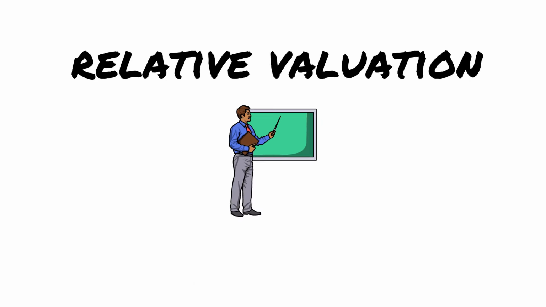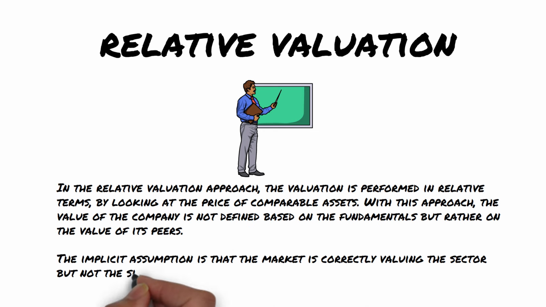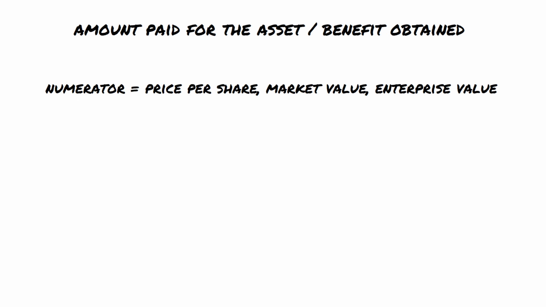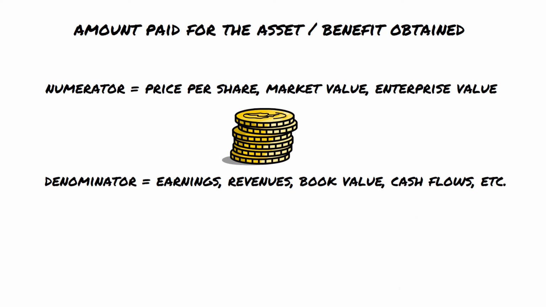In the relative valuation approach, you are valuing an asset in relative terms by looking at the price of a comparable asset. By using this approach, you are not valuing the company based on its fundamentals, but rather defining how much it is worth in relation to its peers, because you think that the market is correctly valuing the sector, but not the single company. A multiple is computed by taking the ratio between the amount paid for the asset and the benefit that the investor obtains. At the numerator, we have the price per share, the market value, or the enterprise value, whereas at the denominator, we have the benefit obtained in terms of earnings, revenue, book value, or cash flows.